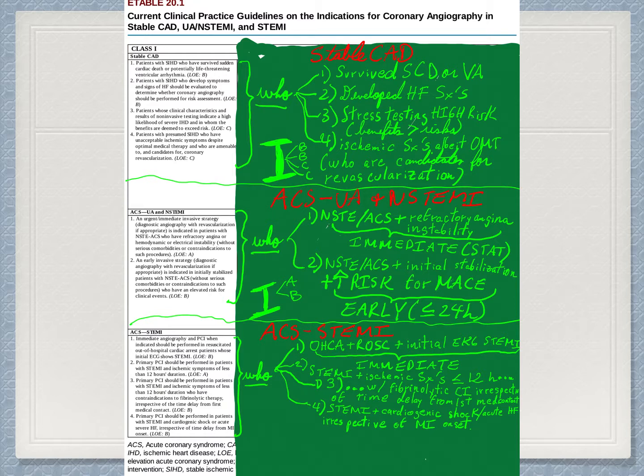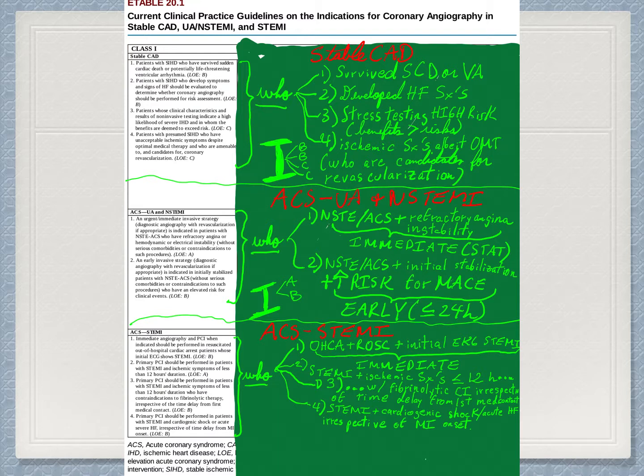Why does this have a green background? Since it's a class 1 indication, so it is recommended. Class 1 is the strongest indication. So, starting off with stable coronary artery disease, it's for patients with stable coronary artery disease, number 1, who survived sudden cardiac arrest or ventricular arrhythmia.